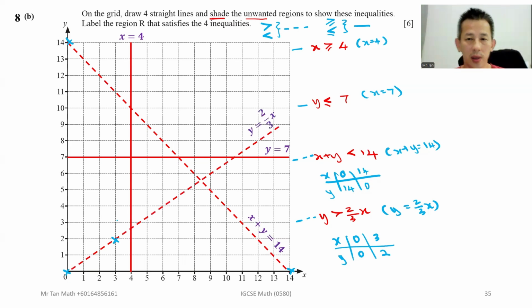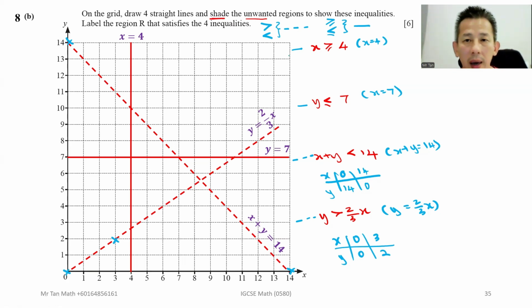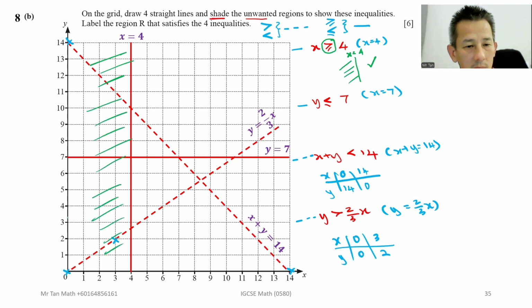Okay. Now the inequalities, one by one. x is more than or equal to 4. It said shade the unwanted. So if this is x equal to 4, it's more than, so this side. So we want to shade here. Okay, this side. You just shade everything.